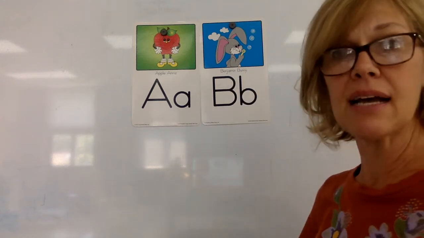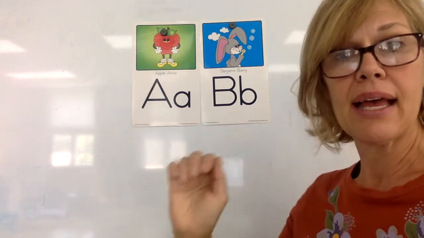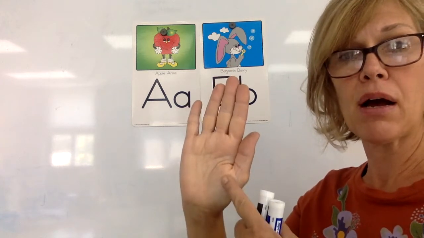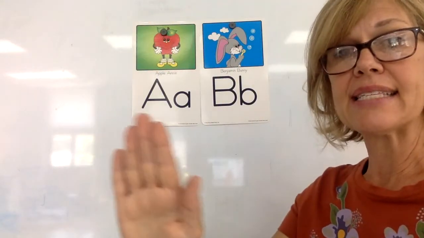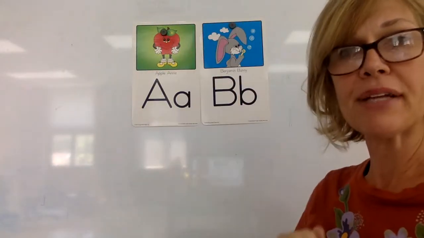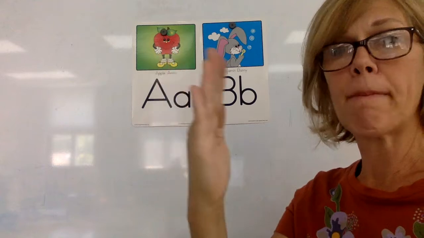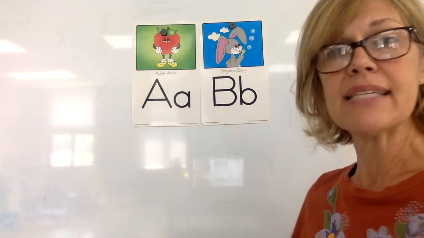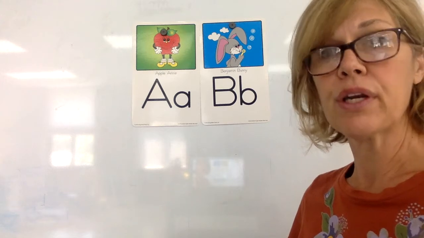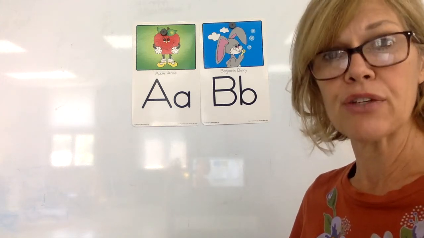Let's practice the signs to make this sound. Put your hand up with your palm facing out and do as I do. A says Apple Annie. B says Benjamin Bunny.